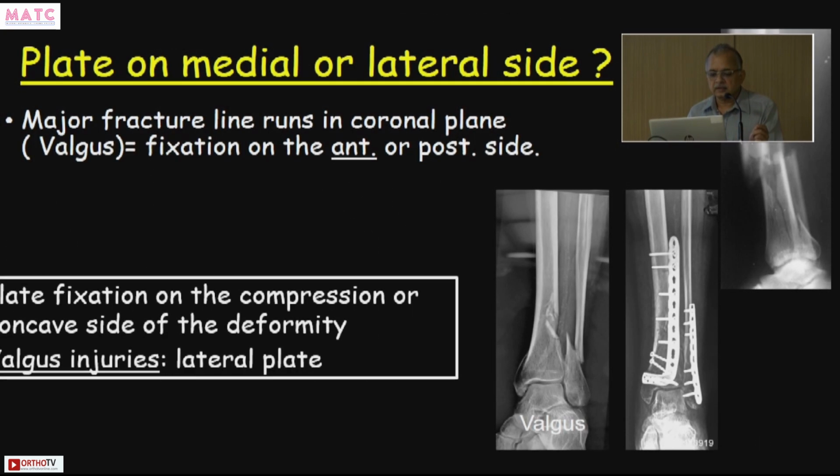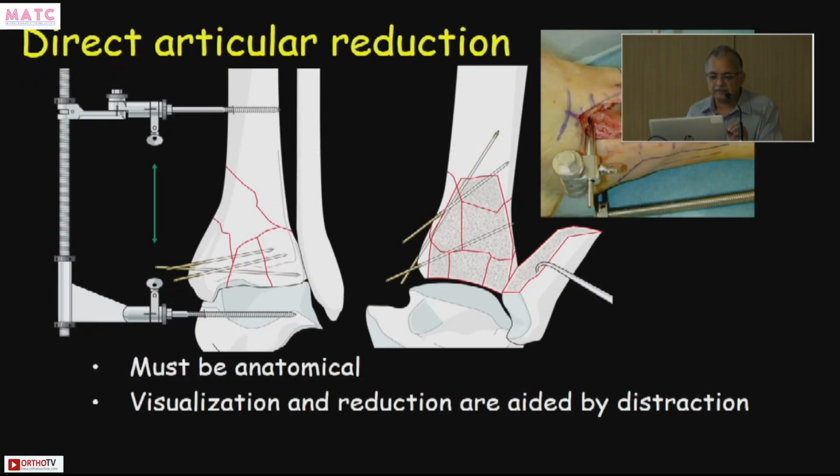Now, when the major fracture line, where you have a valgus angulation, or where you have a major fracture line which is running in a coronal plane, that means you require an anterolateral approach or a lateral approach, and your plate has to be an anterolateral plate. So the plate fixation is on the compression or the concave side of the deformity. So valgus injury, anterolateral approach, and an anterolateral plate. So these are the two principles: surgical approach and how you should plan.